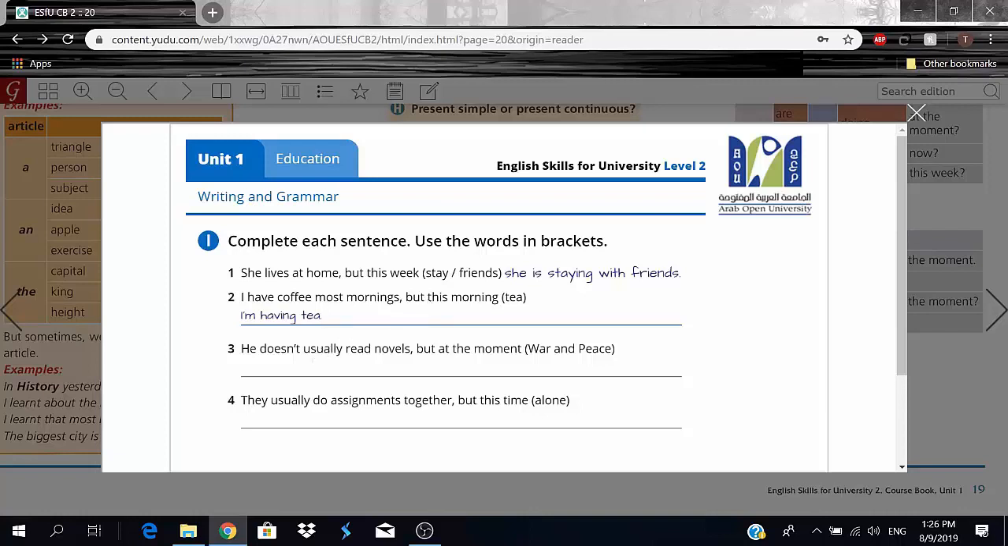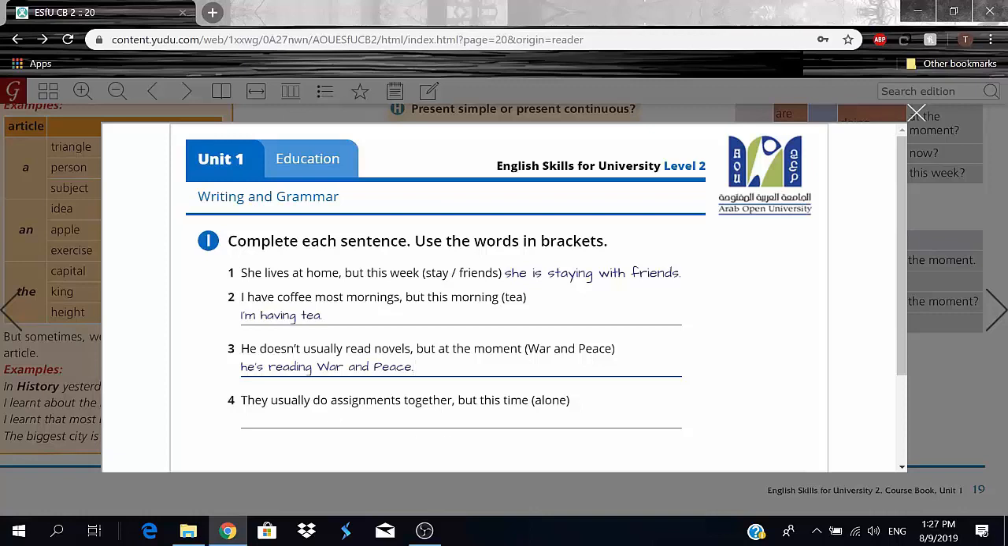Number 3, he doesn't usually read novels, but at the moment, War and Peace. I'm guessing this is a name of a book or something like that, or a novel. So we can say he doesn't usually read novels, but at the moment he's reading War and Peace. Okay? He's reading War and Peace.